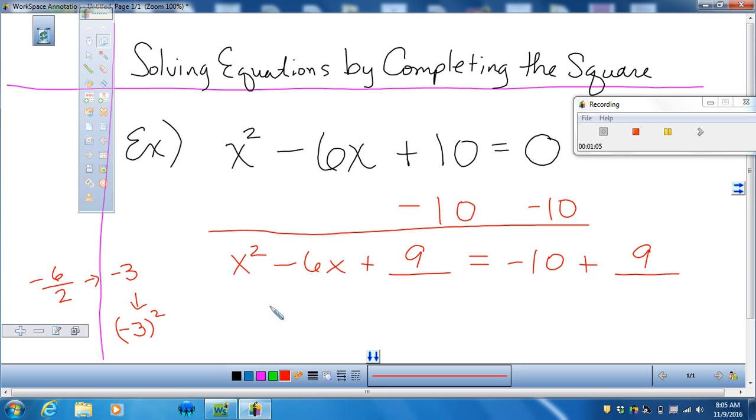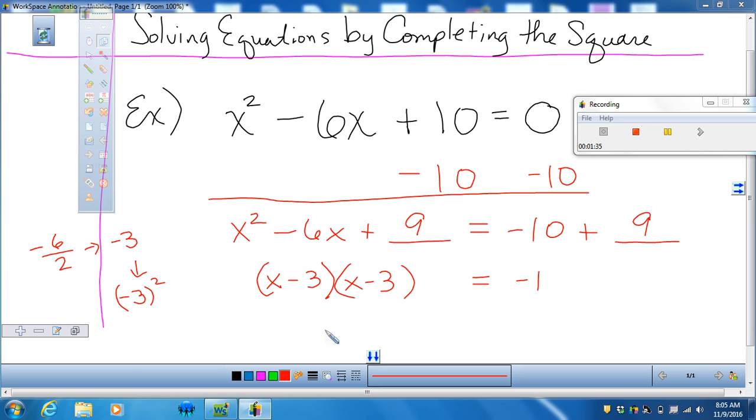Once I have done that, my next step is to go ahead and factor this perfect square trinomial over here. It should break down into x minus 3 and x minus 3. Notice that that minus 3 is the minus 3 that was being squared. On the other side, negative 10 plus 9 is a negative 1. Now as we continue, x minus 3 squared is how we can write the left side. The right side is still negative 1.